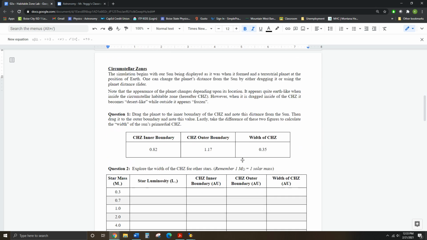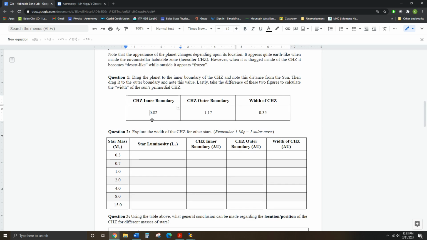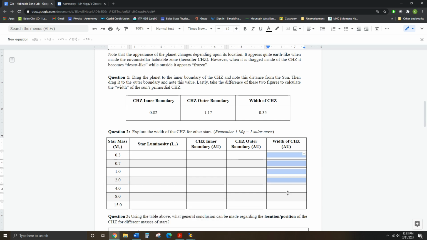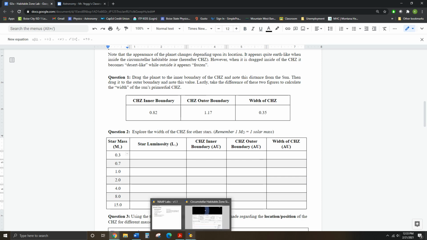So at this point, I'm going to be pretty quiet, and I'm just going to be dragging the slider around so that you can gather this data. Pause as much as you need to gather that information. You'll have to crunch the numbers and use a calculator for the width of the CHZ in some of these cases. But here we go. We'll start with 0.3, and we'll go up to 0.7 and 1.